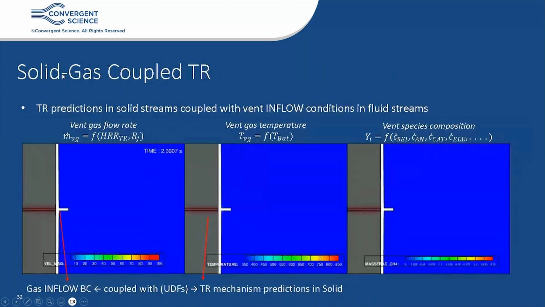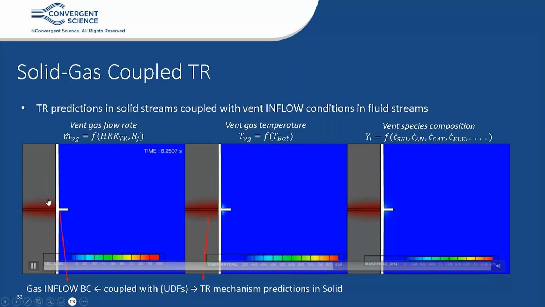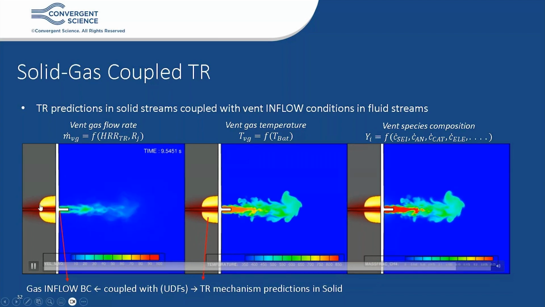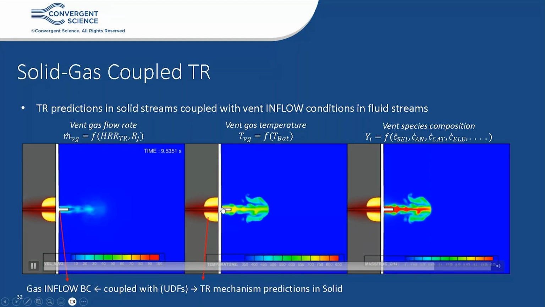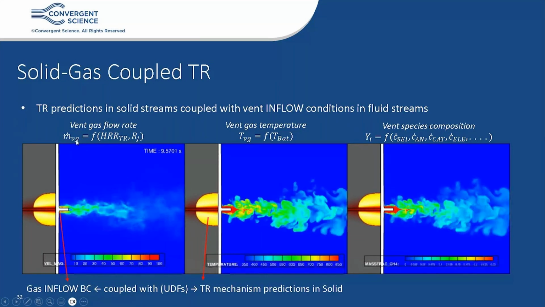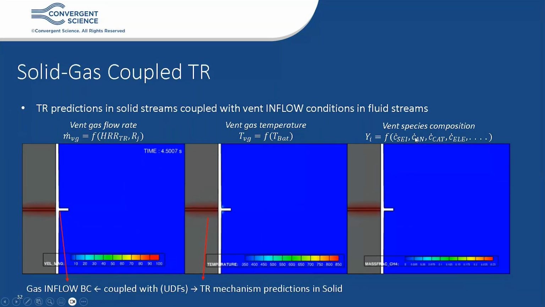The first framework is a solid gas coupled thermal runaway framework, where we model the solid domain and the gas domain. Thermal runaway is included inside the battery solid, and based on the reactions occurring inside the solid, you can set inflow boundary conditions for mass flow rate, for temperatures, for species distribution using a coupled UDF approach.